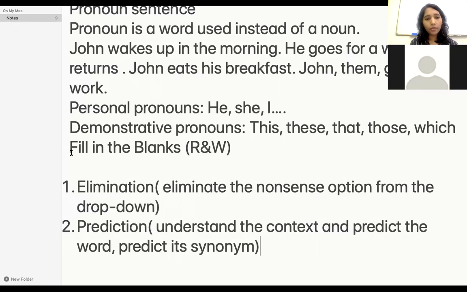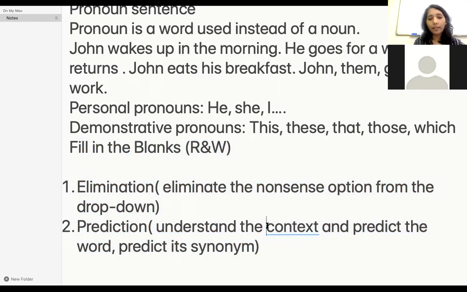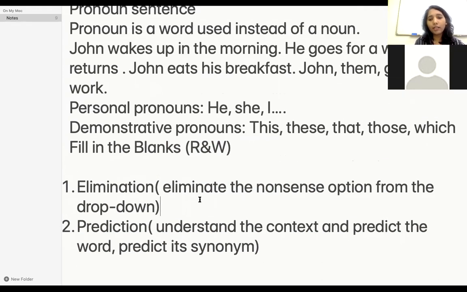So this is what I was talking about. These are the two things: you understand the context of the passage. So two methods, elimination and prediction. In elimination, you eliminate the nonsense options. And for prediction, you understand the context and predict the word. So let's try and solve a few. And after that, I'll explain a few grammar rules which might help you in your blanks.